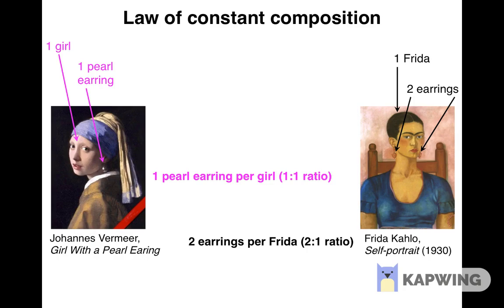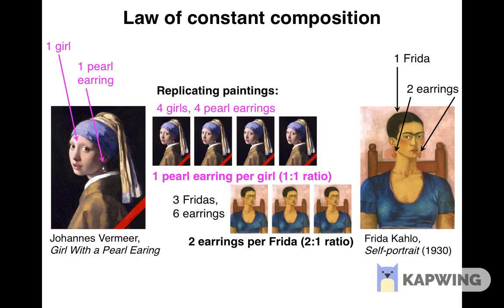Now, let's say we made several copies of each of these two paintings. The total number of earrings in all copies of the Vermeer painting is the same as the total number of girls, no matter how many copies we have. In other words, the proportion of the number of earrings to the number of girls is 1:1, regardless of how many copies we have. There is always one earring per girl. If another copy is made, it adds one girl and one earring.